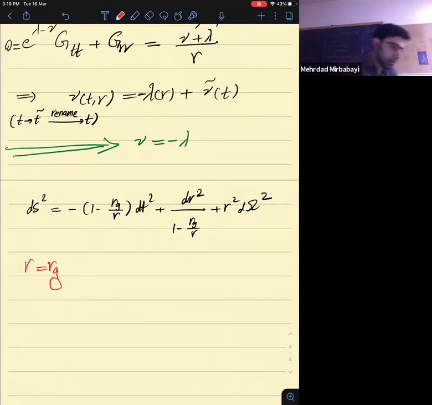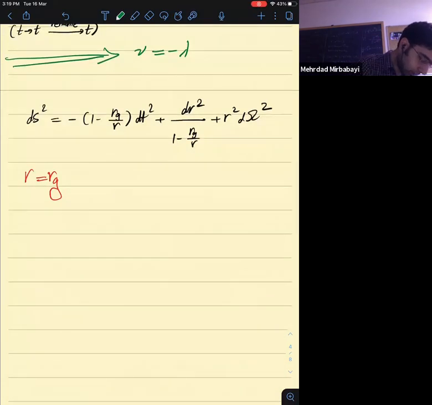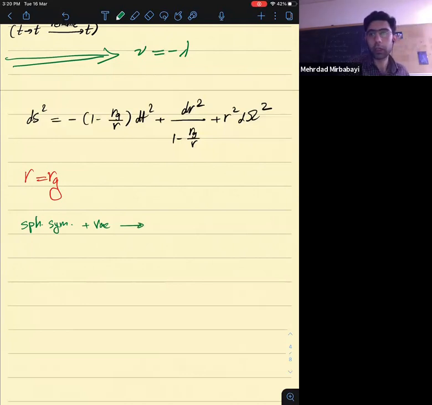Okay, so let me make a comment. You see something interesting happened, which is that once I impose spherical symmetry and also impose T mu nu equal to 0, so vacuum solution, I have uniquely fixed the solution. Spherical symmetry plus vacuum uniquely fix the metric up to one integration constant. Maybe I didn't mention this.